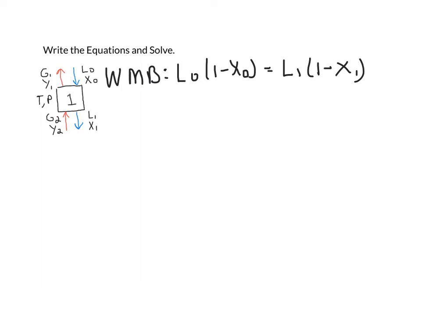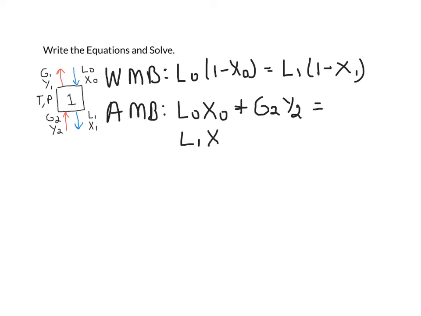For the ammonia mole balance, we have the ammonia coming in with the liquid feed, L0 X0, plus that coming in with the gas from stage 2, G2 Y2, and that's equal to the ammonia in the liquid leaving stage 1, which is L1 X1, and the gas leaving stage 1, G1 Y1.